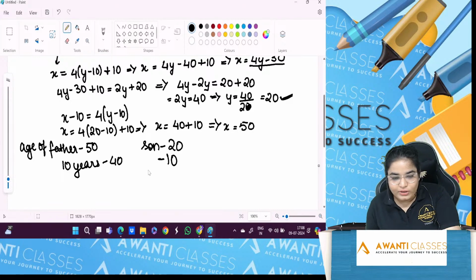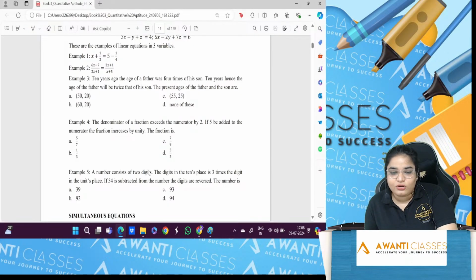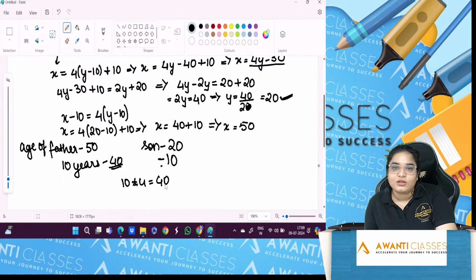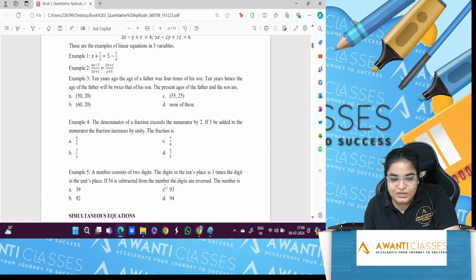10. In the question, what did they say? 10 years ago, the age of the father was 4 times the age of the son. Is that correct? 10 years ago, the father was 40 and the son was 10. 10 into 4 is equal to 40. Correct. Perfect.